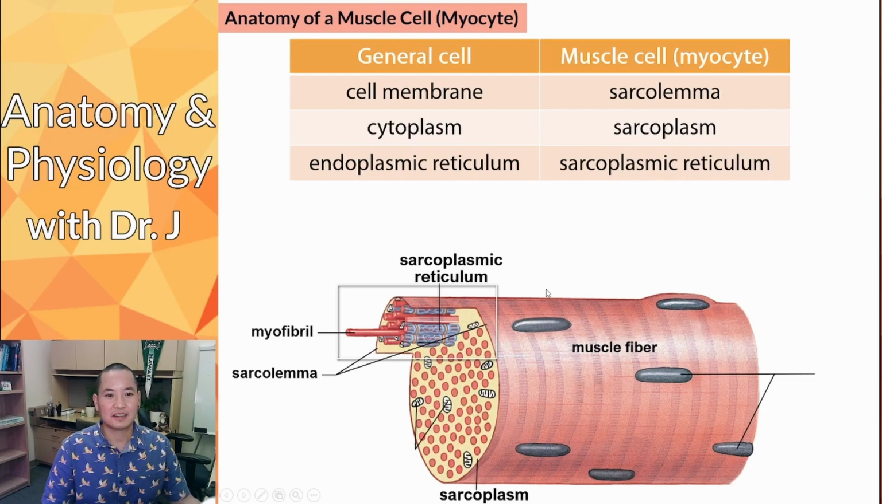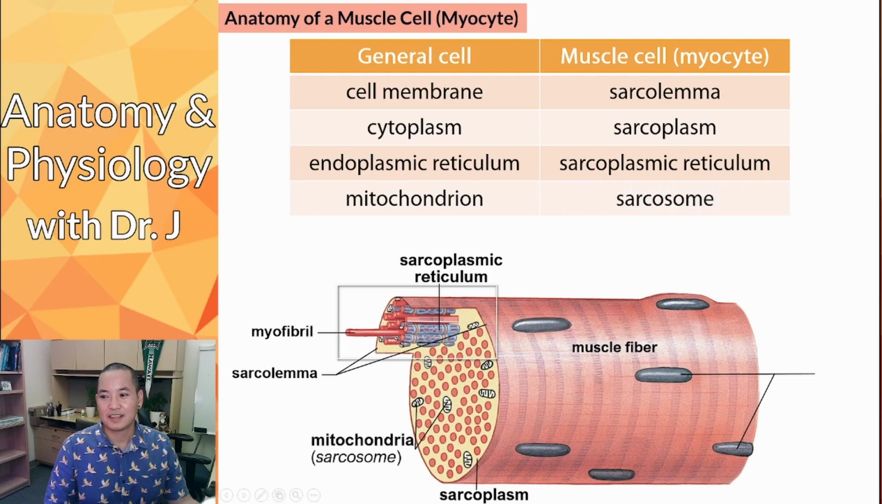And it not only does the functions of a regular endoplasmic reticulum. One thing that's really important in all muscle cell types is that the sarcoplasmic reticulum has one big function, which is to store calcium. So there are a lot of calcium ions in the muscle cell at rest that are stored in the sarcoplasmic reticulum. Then the mitochondrion, I've seen this sometimes, but it's not too often I see this term. If you hear something called a sarcosome, it's just saying the mitochondria of a muscle cell.